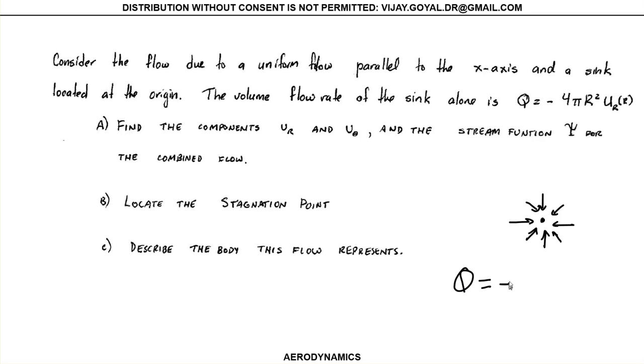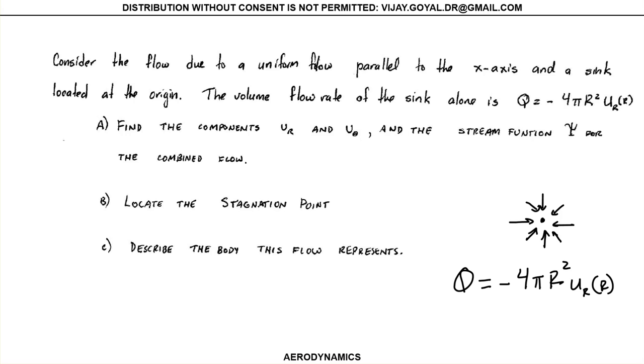This is the strength of your sink, is minus because it's going in, R squared, UR, R. Okay? We want to find what are the components of UR, U theta, the stream function, stagnation point, and actually just say the whole thing, how it works.